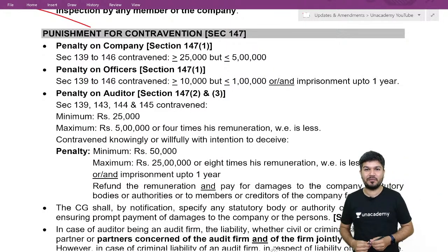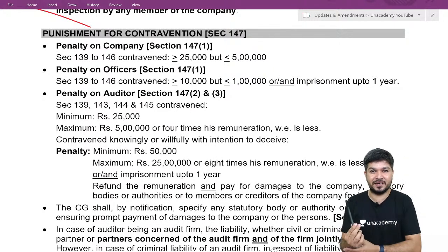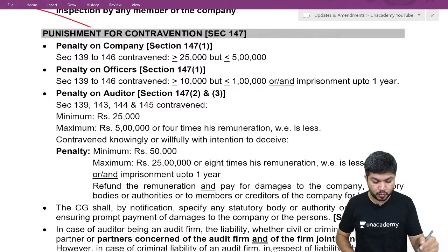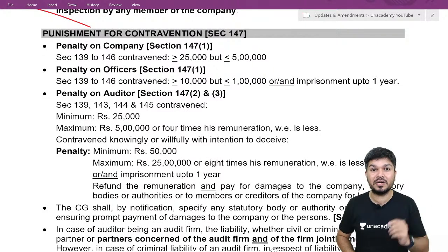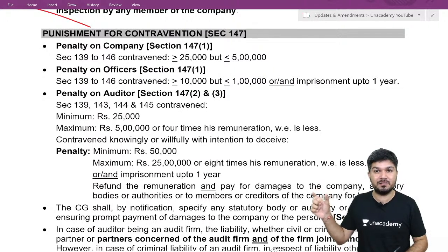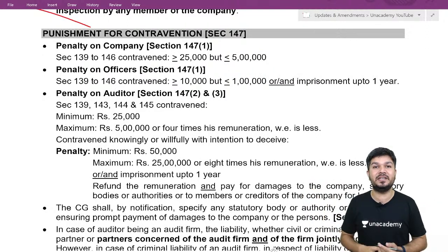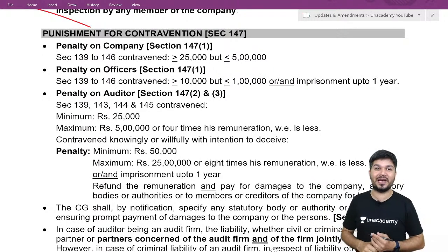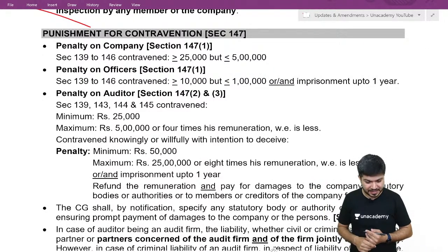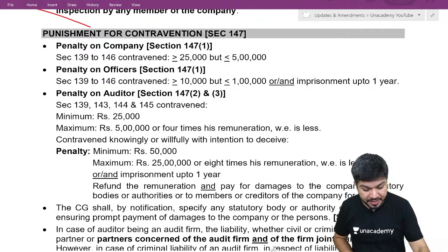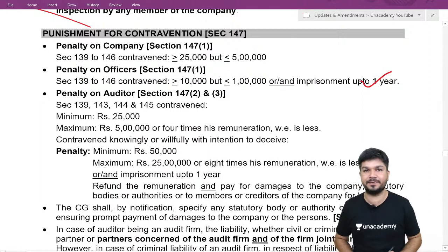Now section 147 is on penalty. If company violates section 139 to 146, penalty on company is minimum 25,000, maximum 5 lakh. See, company we cannot imprison. Officer in default who is violating 139 to 146, for them the penalty is 10,000 to 1 lakh, plus there can be an imprisonment up to 1 year.